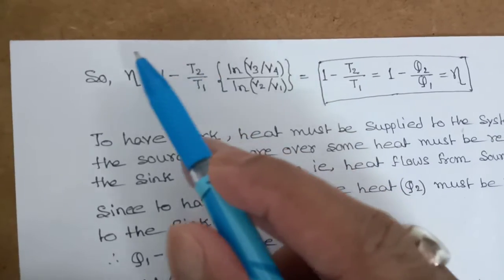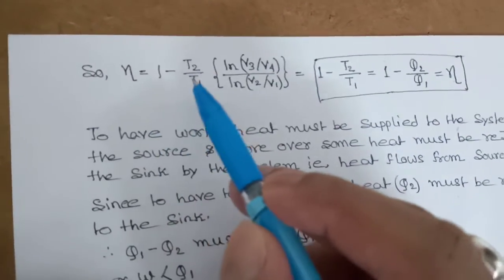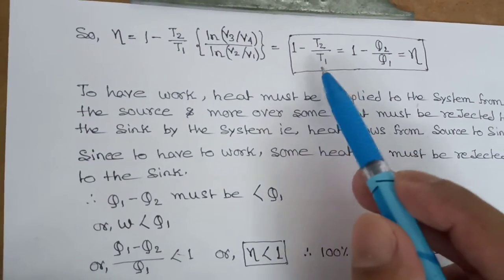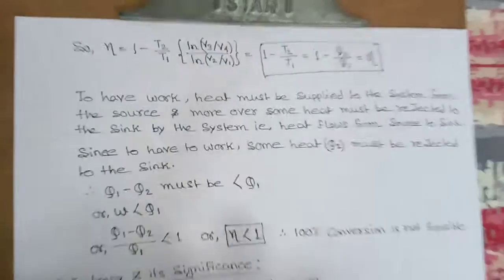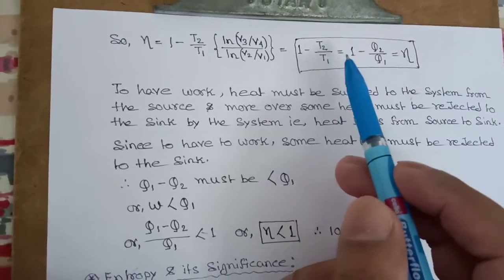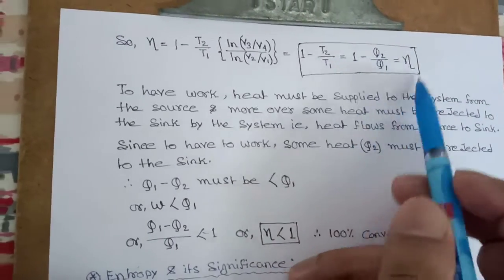So the final equation will be eta is equal to 1 minus T2 by T1, or you can write 1 minus Q2 by Q1. So efficiency of the engine will be 1 minus T2 by T1 equal to 1 minus Q2 by Q1. You have to remember this one.